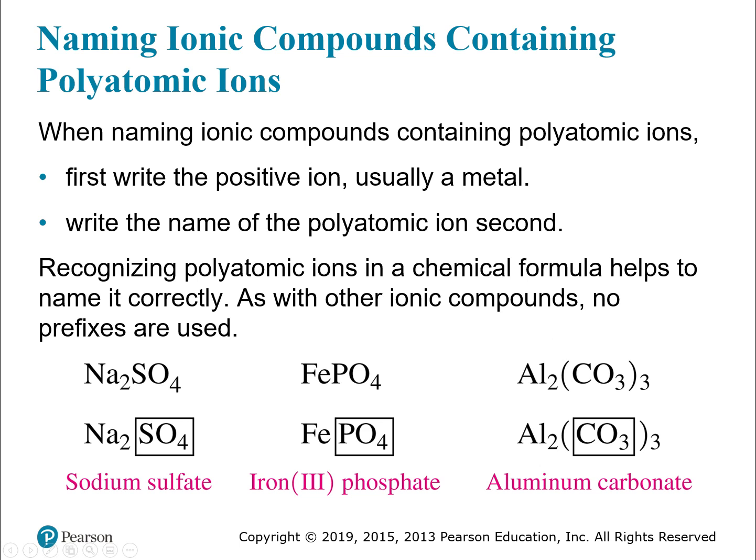So we wrote the formulas from the names. Now we've got to do the reverse. We've got to write the name from the formula, which is much easier than writing the formula from the name. You're always going to write the positive ion first, which is usually a metal, but it could be the ammonium ion. Then you write the name of the polyatomic ion second. And again, these compounds are still ionic compounds. We're talking about an anion and a cation coming together.